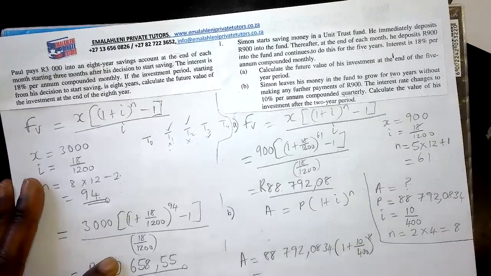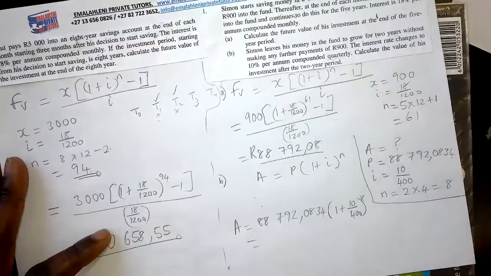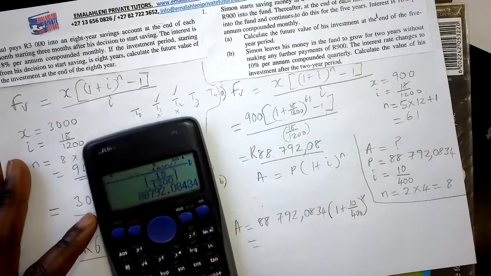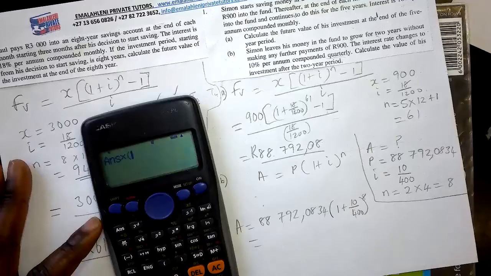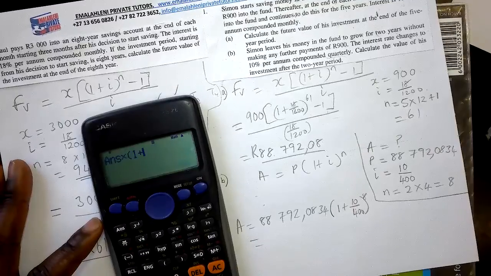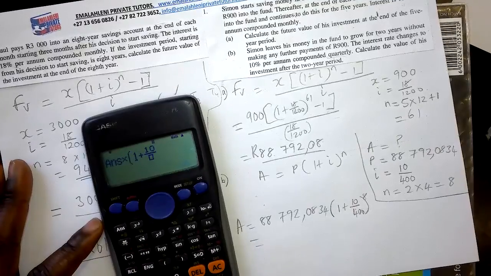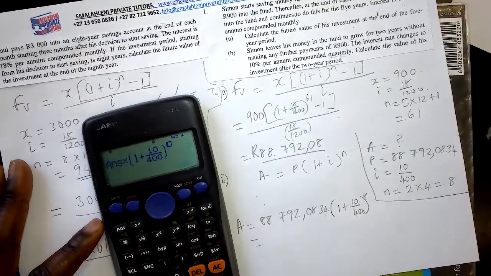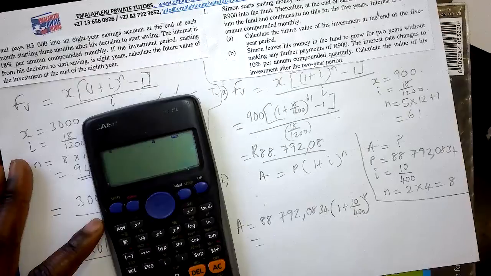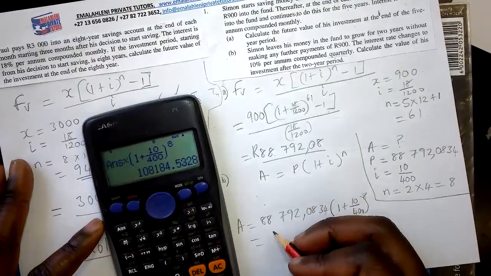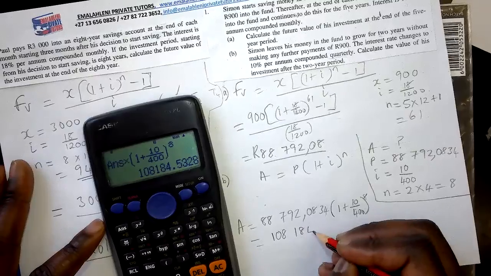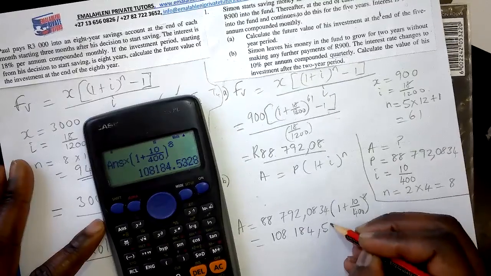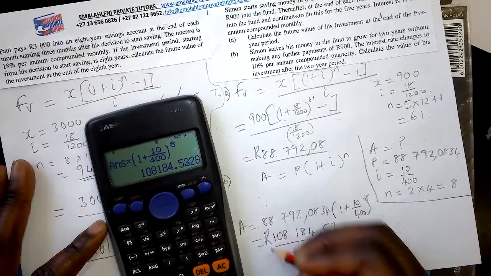What do we get after that? Let's check what we get there. We're going to say answer times, in brackets, 1 plus 10 over 400. We close the bracket to the power of 8. We see this man here will be having 108,184.53. What is it? It's in rands.